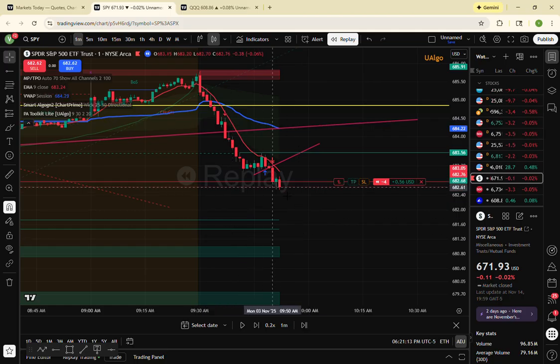This is another assurance for me that the price may continue to go down, because the bearish candle engulfed the bullish candle, meaning that the bearish candle is stronger than the bullish candle. So it gives me a little assurance that the price may continue to come down. So let's keep going.